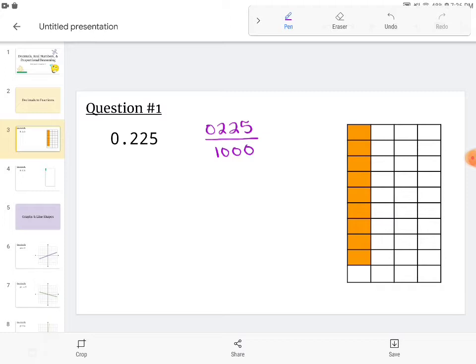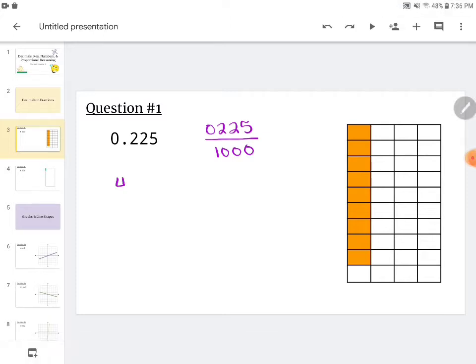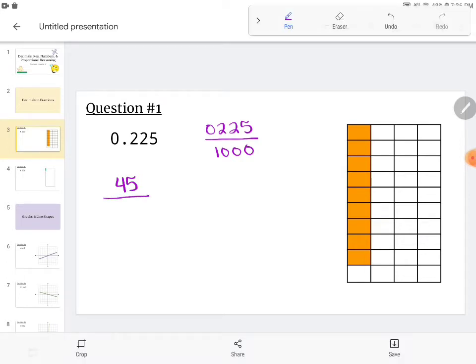So you're good to go ahead, whip out your calculator. If you want to do mental math, you're more than welcome to. I'm going to use my calculator, and we're going to do 225 divided by 5, which is 45 over. And then we'll do 1,000 divided by 5, and we'll get 200.